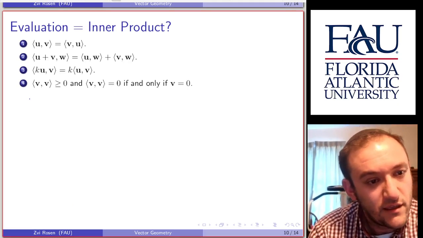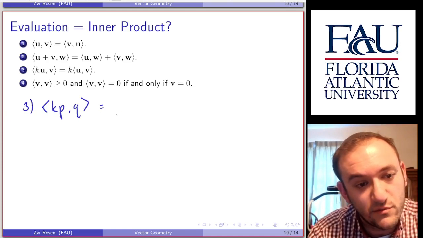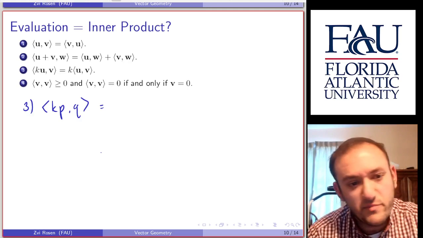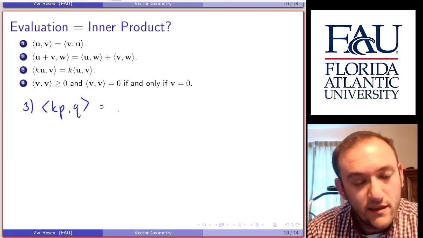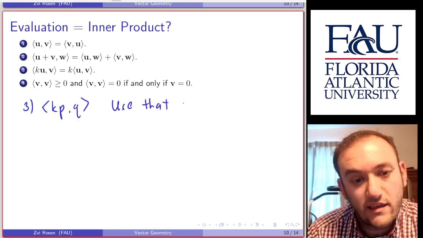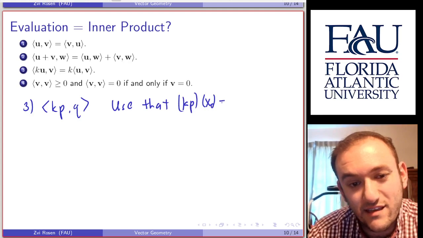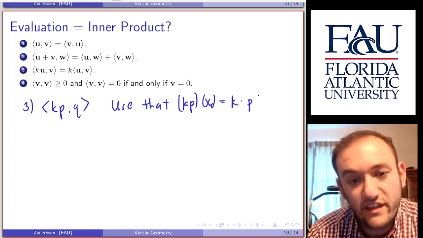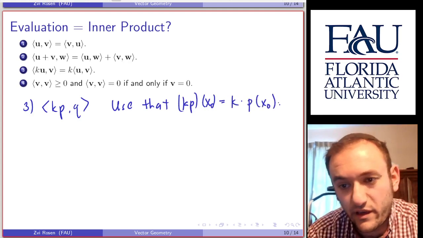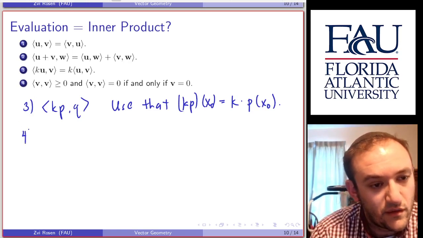Okay, for number 3, we want to show that the inner product of kp with q should be equal to k times the inner product of p with q. And again, you could just spell it out. So you'll use that kp, that polynomial evaluated at x naught, is the same thing as k times the evaluation of p at x naught. Okay, and then just spell it all out, and you should arrive at the right conclusion.